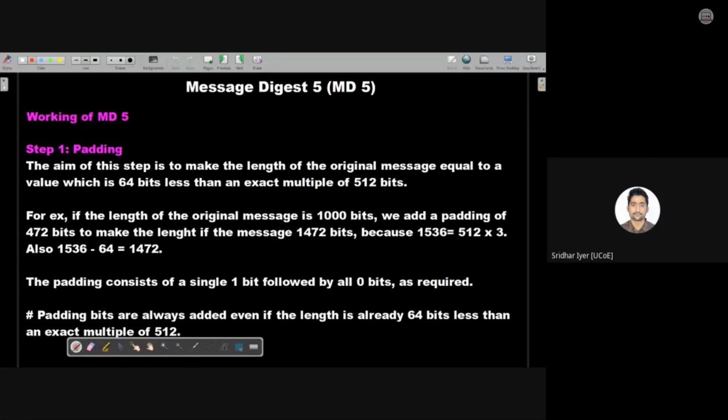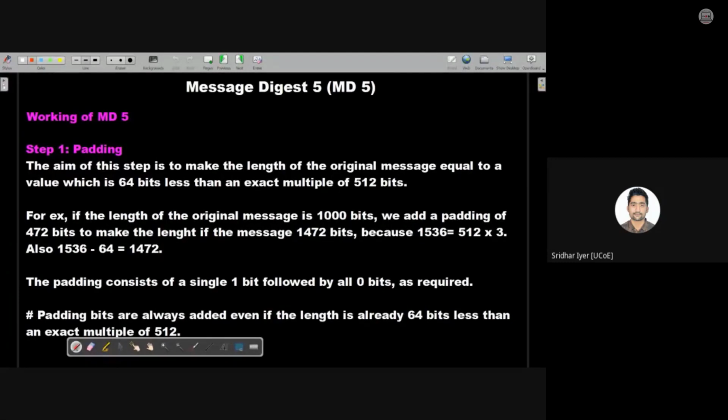Yes, fine. B division? Yes, correct. Okay, so just read the sentence. We are basically going to have 5 steps. Step number 1 is all about padding. The aim of this step is to make the length of the original message, and now I'm talking about one single block, an exact multiple. Even if I'm having a plain text of 2000 bits, I need to first of all divide it into blocks of 512 bits.